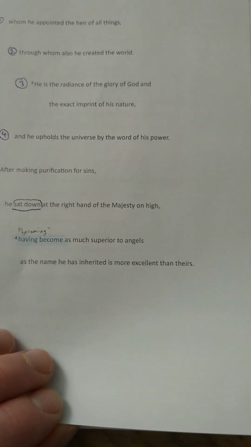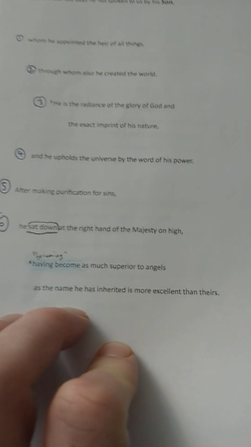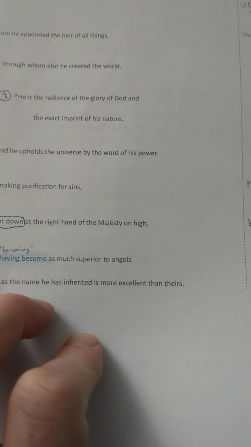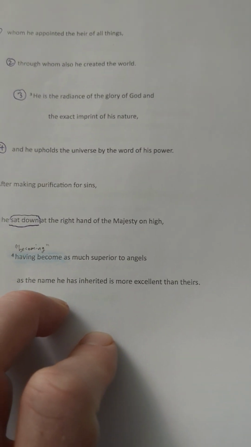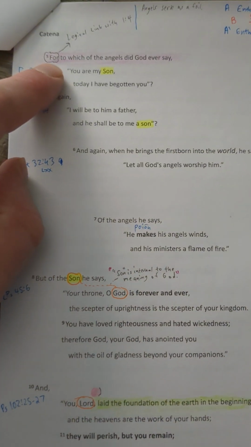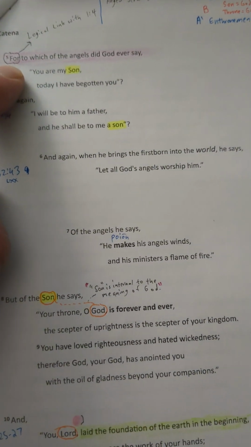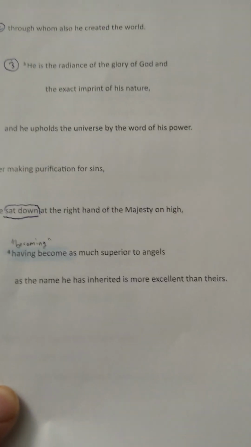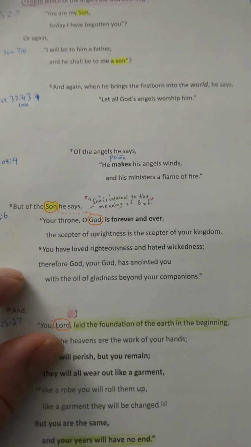And so what does it mean that, if he's the same yesterday, today, and forever, then why is he becoming much superior to the angels? And you have to wrestle with this later on because he is subjected to the angels for a little while, right? Bobby Jameson makes a point that this "for" here is a logical link with 1:4. For to which of the angels did he ever say, "You are my son"? So if he's saying, as a name he has inherited is more excellent than theirs, for to which of the angels did God ever say, "You are my son"?